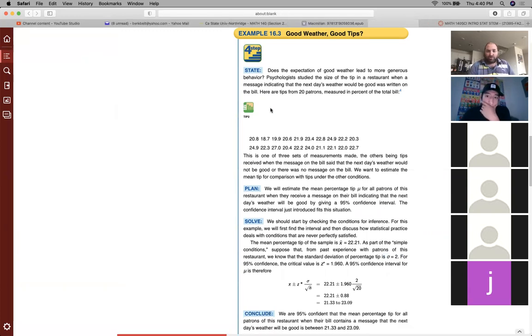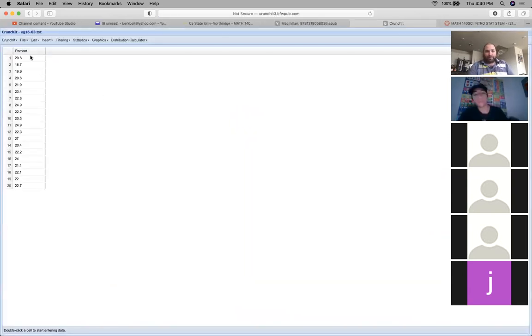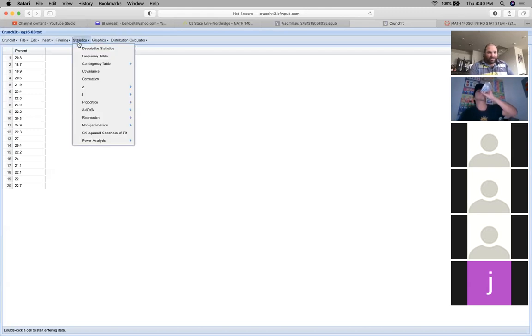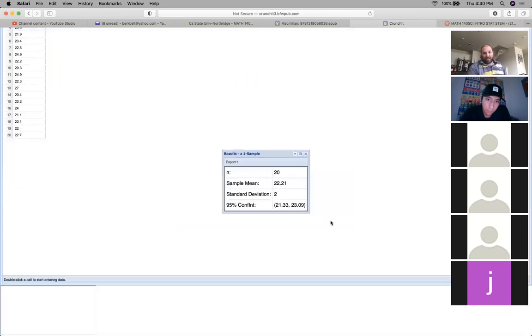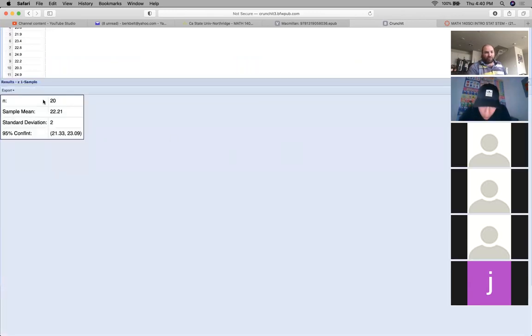So when I go to crunch it for that example, here's all the data, and I say compute a confidence interval. First of all, if you know sigma, you're going to use z. It's 1 sample. So I click it, go to confidence interval, say 95%, and say sigma is 2 because they gave it to me. The sample is the percent column. And I calculate, and there's my confidence interval, which they're not letting me move for whatever reason.